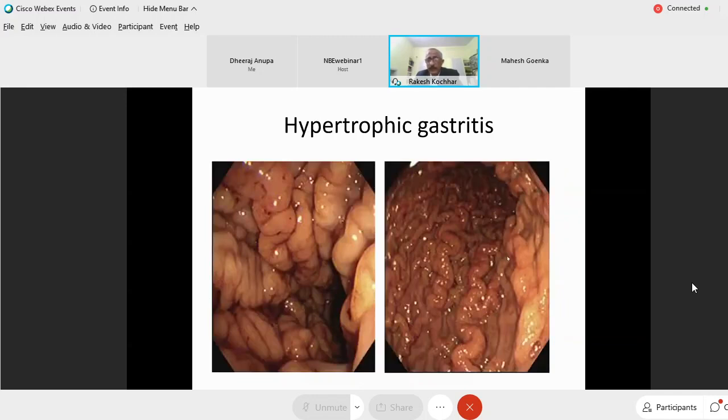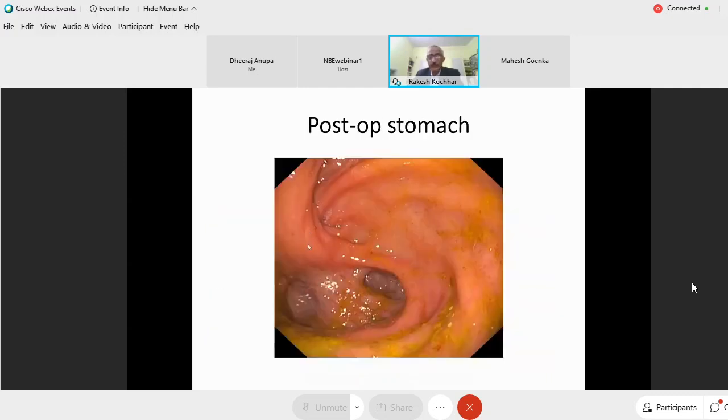Sometimes the folds are thickened. So this is hypertrophic gastritis. This has to be in the context of drug intake or Menetrier disease, or even patients with lymphoma can have such thickened folds only, no ulceration. So biopsy must be taken in all such patients.